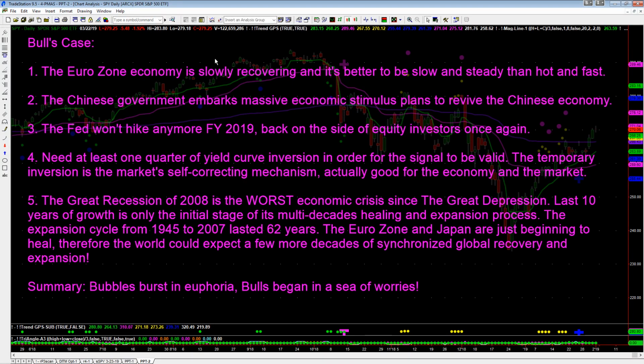That's the bull case. Now, number 3, if you right now say, okay, yes, the Fed won't hike interest rate anymore for the rest of 2019. That's actually a good thing, because if you think back in December last year, 2018, why did the market drop so much? The reason that the market dropped so much last year was because everybody thought the Fed was so dogmatic. The Fed was stubborn and kept on raising interest rate without acknowledging the reality in the US economy.